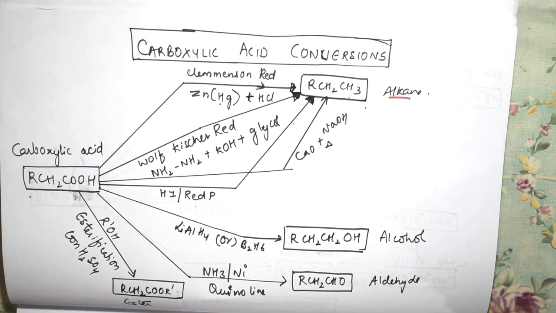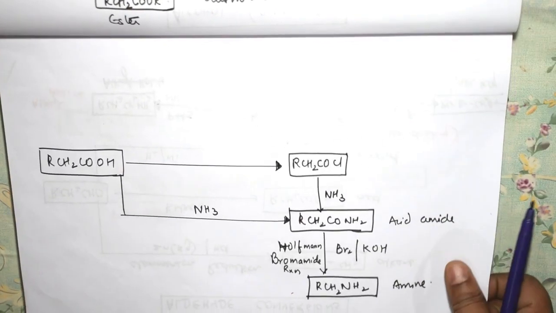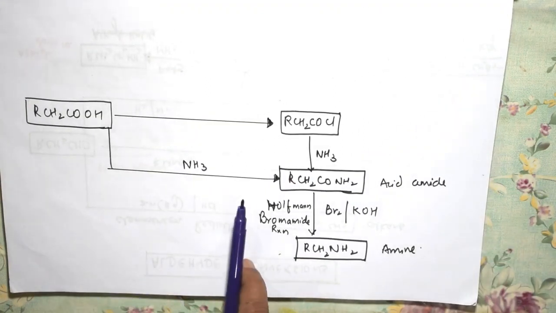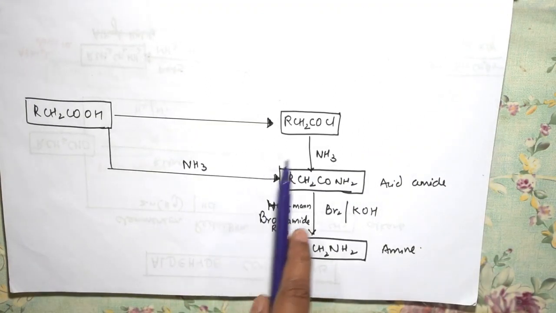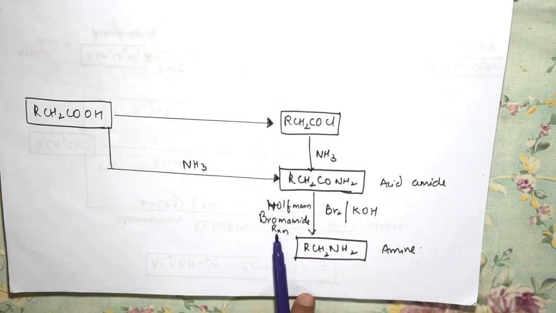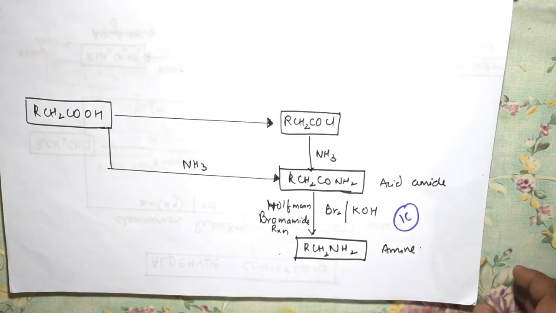So these are the different conversions. Let us see one more. This is one more part of your carboxylic acid conversion, I think it is visible. So here you can convert carboxylic acid using ammonia, right? And your conversion into acetamide, and using Hofmann's bromamide degradation you can convert it into a one-carbon-less amine. So this is one more type of conversion, students.